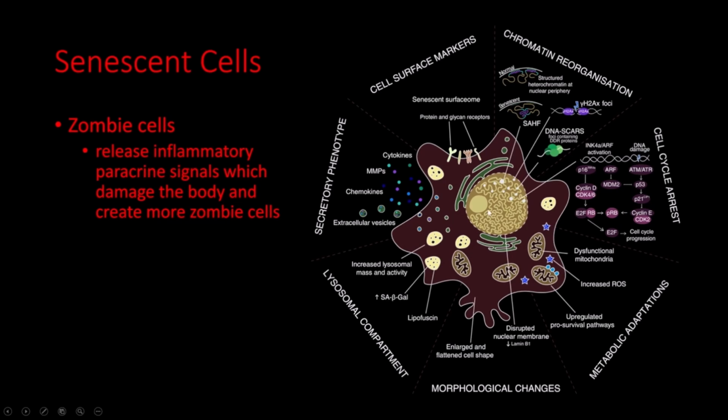So paracrine is just a signal that is transmitted from one cell to the cells that are nearby it. And those inflammatory signals are cytokines, interleukins, chemokines. You can see that here. And if you haven't watched my immune system video, those are just molecules that signal the immune system to come and basically attack and kill certain cells.